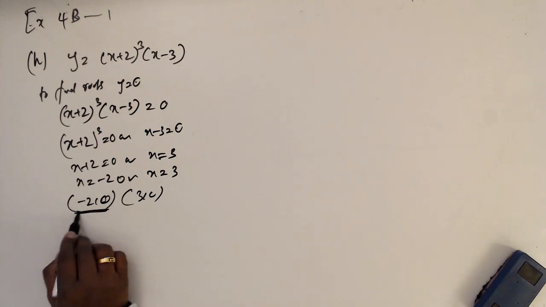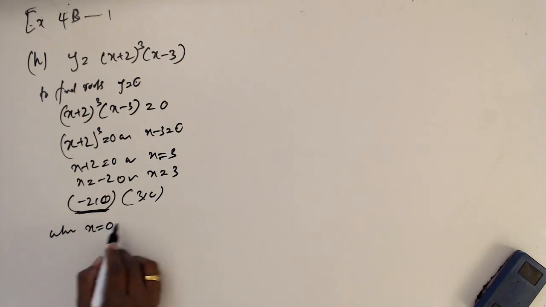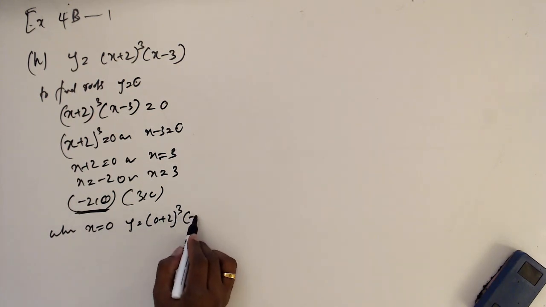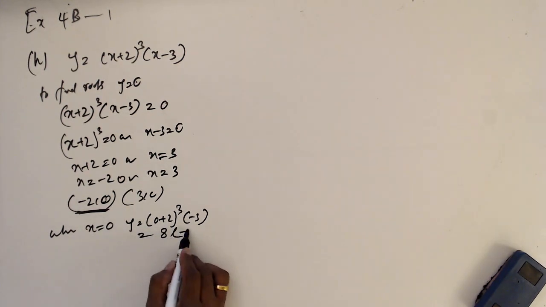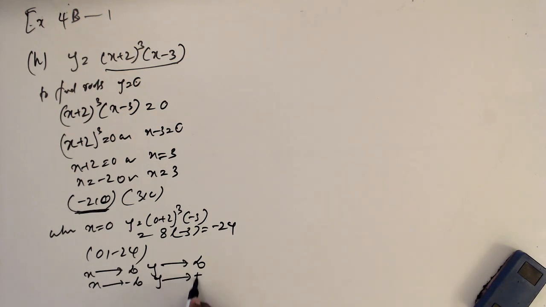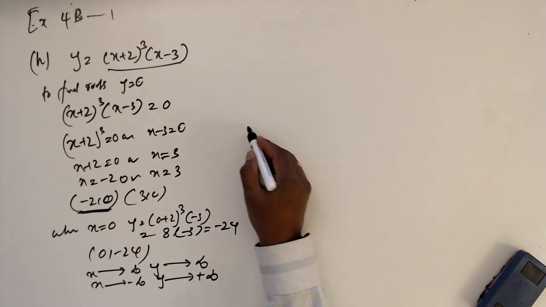I can see that this is going to be a repeated root, and when x equals 0, y is 0 plus 2 cubed minus 3, 8 times minus 3, minus 24. So 0, minus 24. And the graph is going to be: as x goes to positive infinity, y goes to positive, and as x goes to negative infinity, y goes to positive, because a value is positive. The coefficient of the x to the 4 term is positive. Now we'll draw this graph.